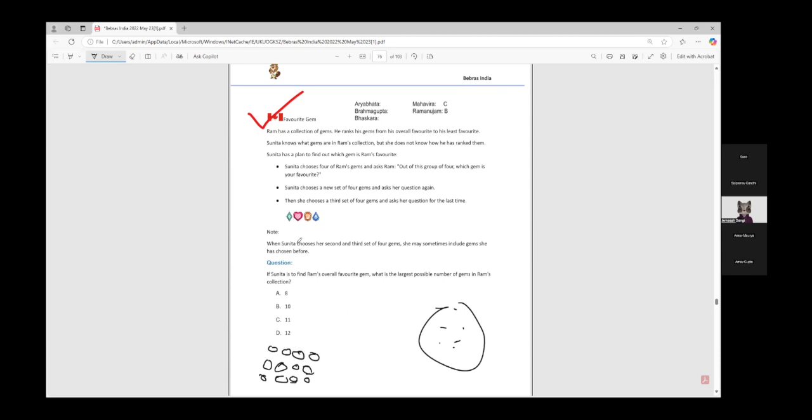And when she chooses her second and third set of four gems, she may have included the gem she has chosen before. So gems can repeat. Question is, if Sunita is to find Ram's overall favorite gem, what is the largest possible number of gems in Ram's collection? Right? So I'll give you all 2 minutes to try this out. Good luck. It's not that hard. I think 1 minute should be enough. Good luck.